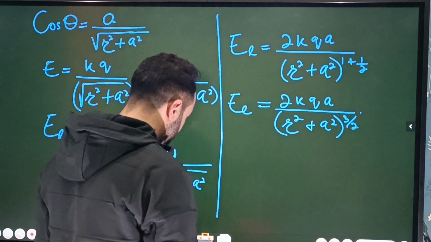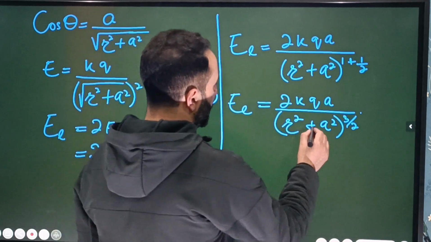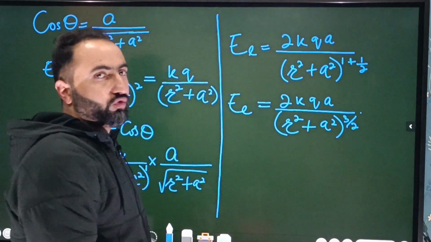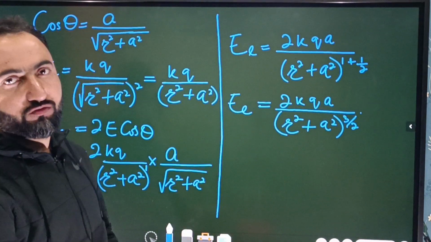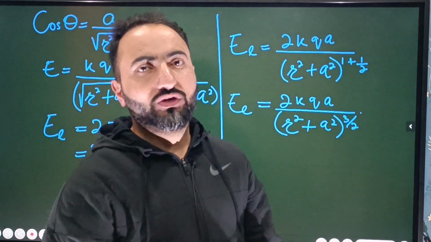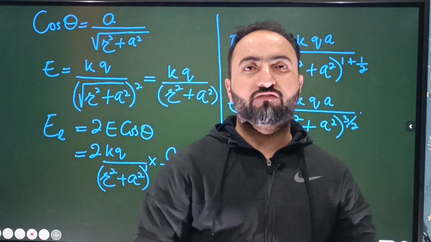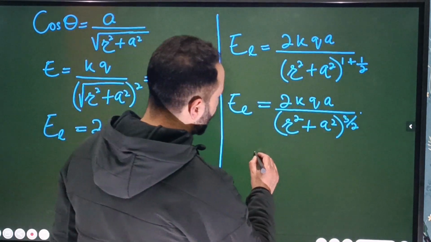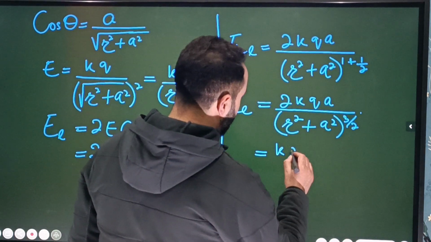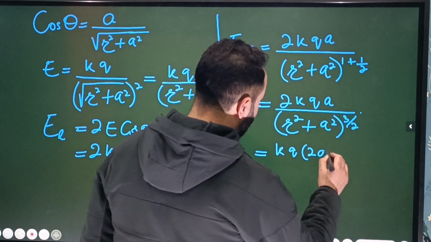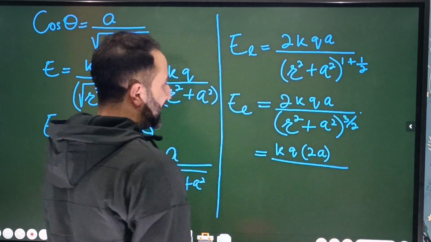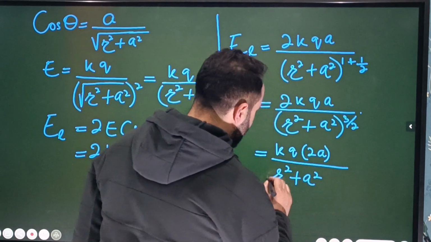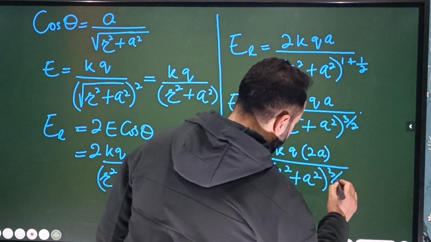So this is the electrostatic field on the equatorial line: twice KQa divided by r square plus a square raised to the power 3 by 2. Next, I am going to substitute the value of P. Now what is P equal to? Q multiplied by twice a. So can I write it like this? It is K multiplied by Q into twice a, divided by r square plus a square raised to the power 3 by 2.